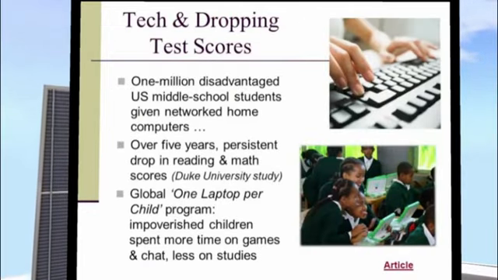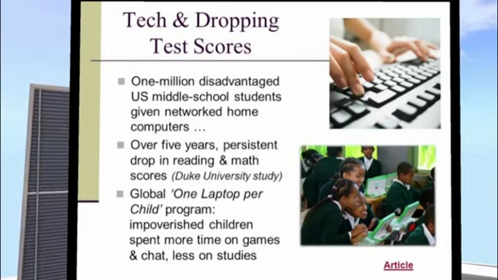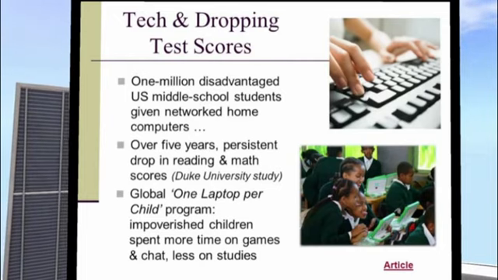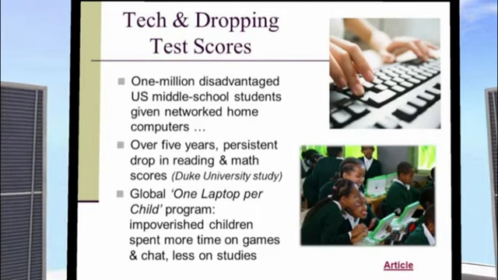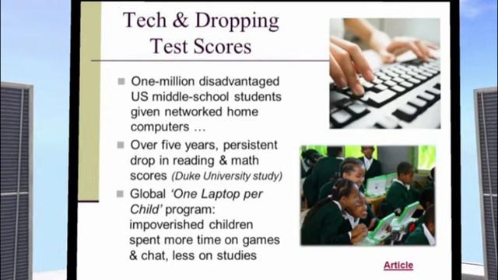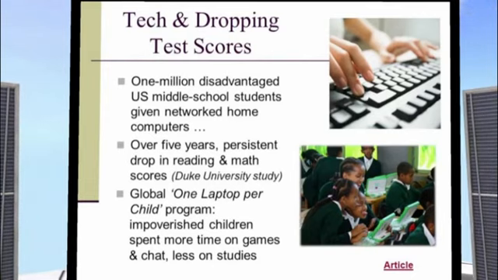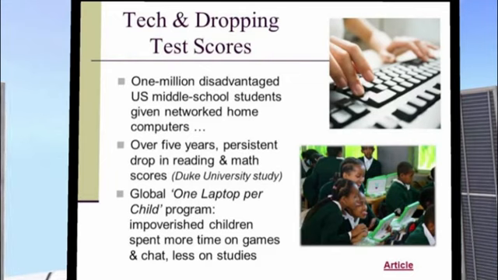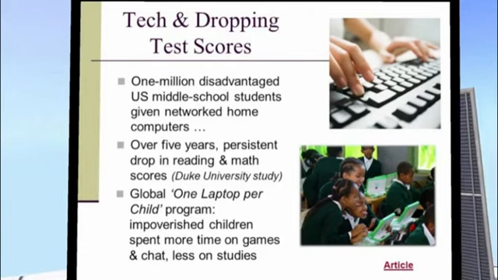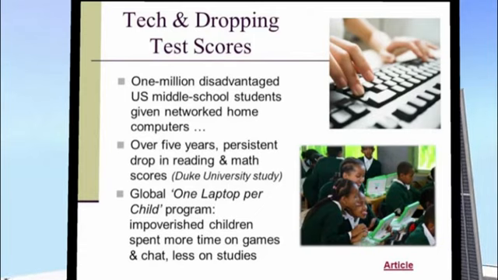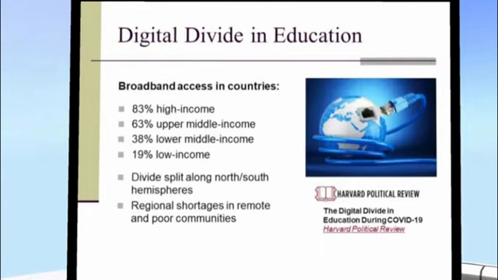Unfortunately, we've also seen that some of the new technologies aren't always doing what we hoped they would. Students were given access to network computers to enhance learning, but a Duke University study found that test scores in reading and math were actually falling, and that students in the One Laptop Per Child program were spending more time in games and chat and less on actual studies.